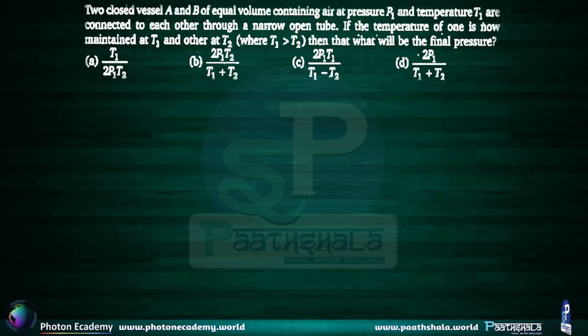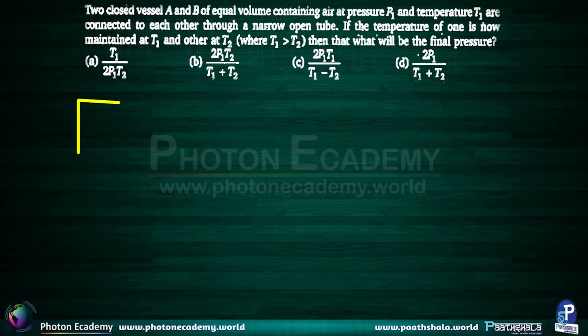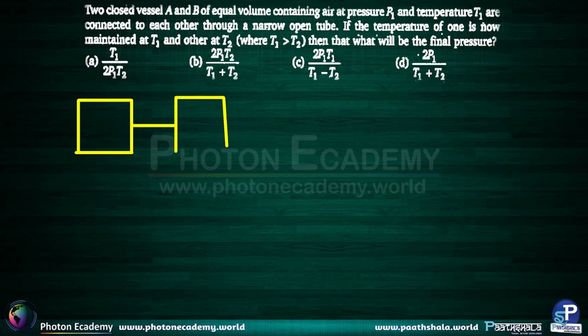Closed vessels A and B of equal volume containing air at pressure P1 and temperature T1 are connected to each other through a narrow open tube. If the temperature of one is now maintained at T1 and the other at T2, where T1 is greater than T2, then what will be the final pressure?